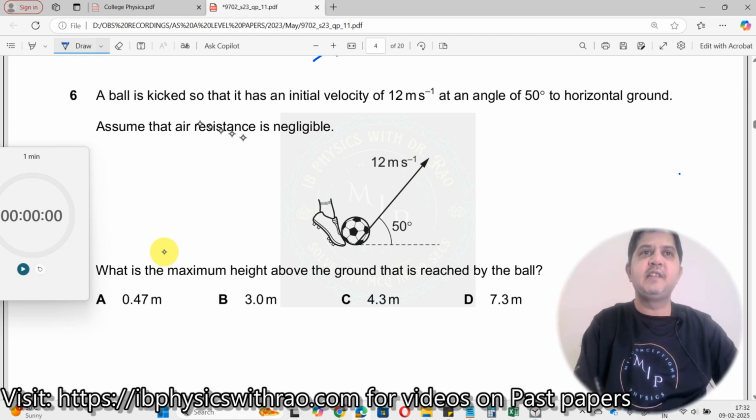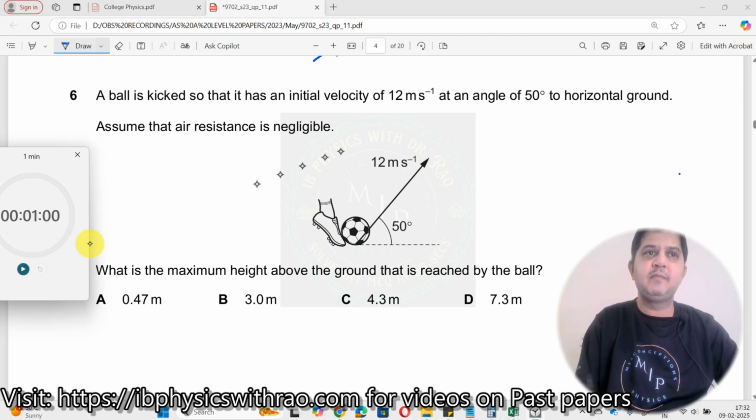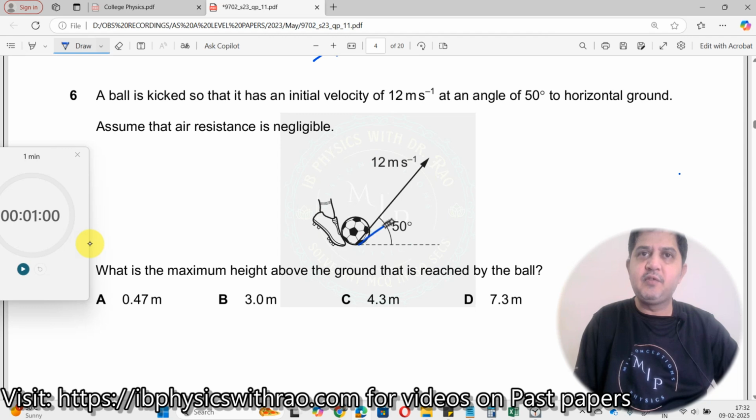Okay, question number 6. The ball is kicked so that it has an initial velocity of 12 meter per second at an angle of 50 degree to the horizontal ground. Assume that the air resistance is negligible, right? So when you kick it from here, what will happen? The ball will now start moving like this only.